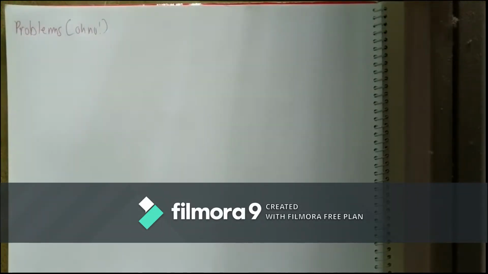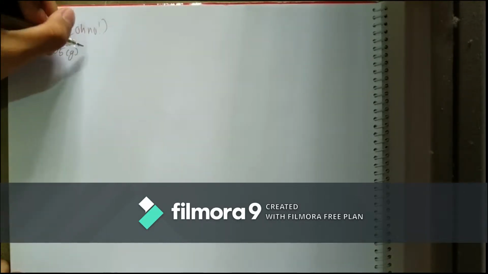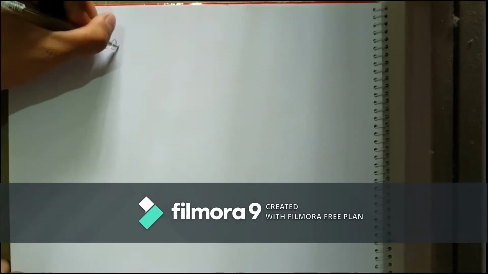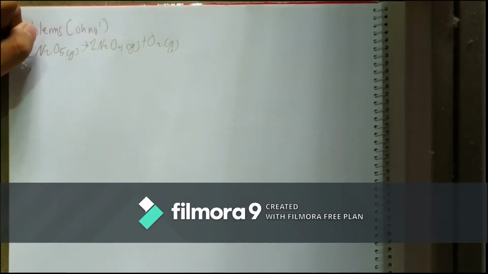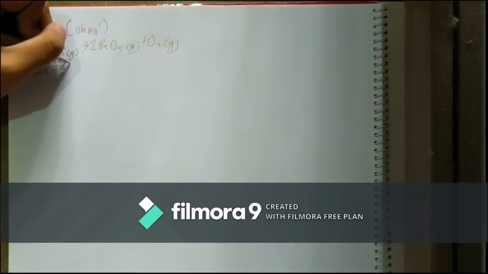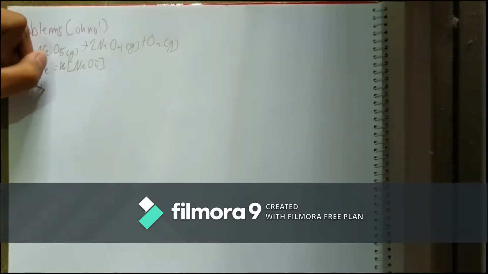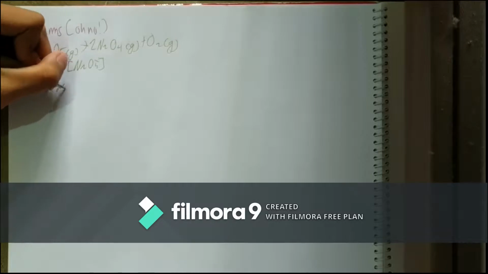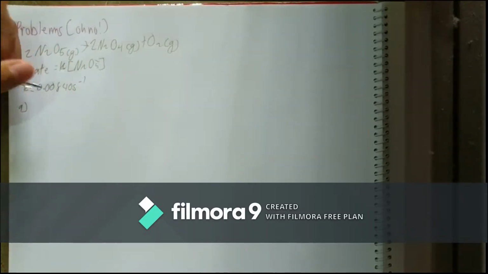Let's get down on some example problems. Problem number 1. The reaction of 2 moles of nitrogen pentoxide decomposes to 2 moles of nitrogen tetroxide and 1 mole of oxygen obeys the rate law. Rate is equal to k multiplied by the concentration of nitrogen pentoxide, in which a specific rate constant k is equal to 0.00840 s raised to negative 1 at a certain temperature.